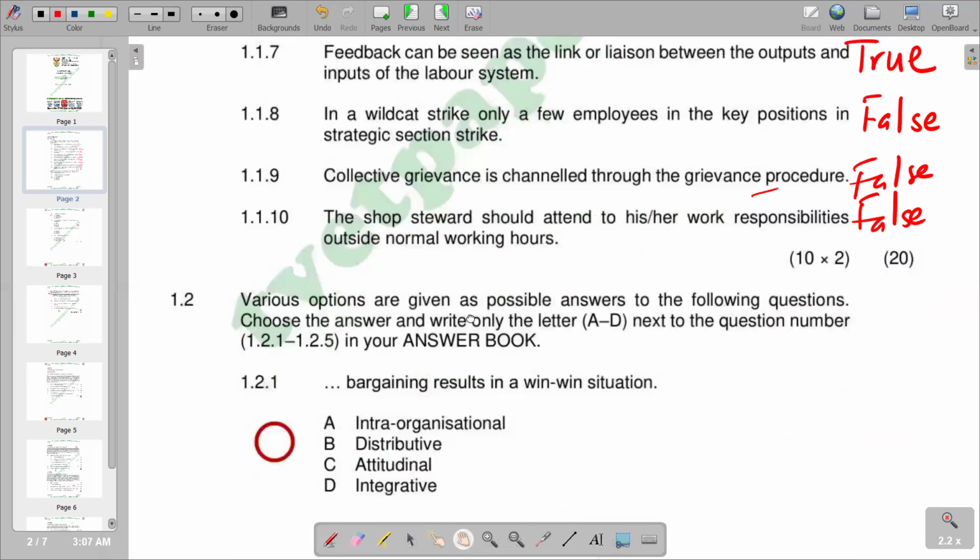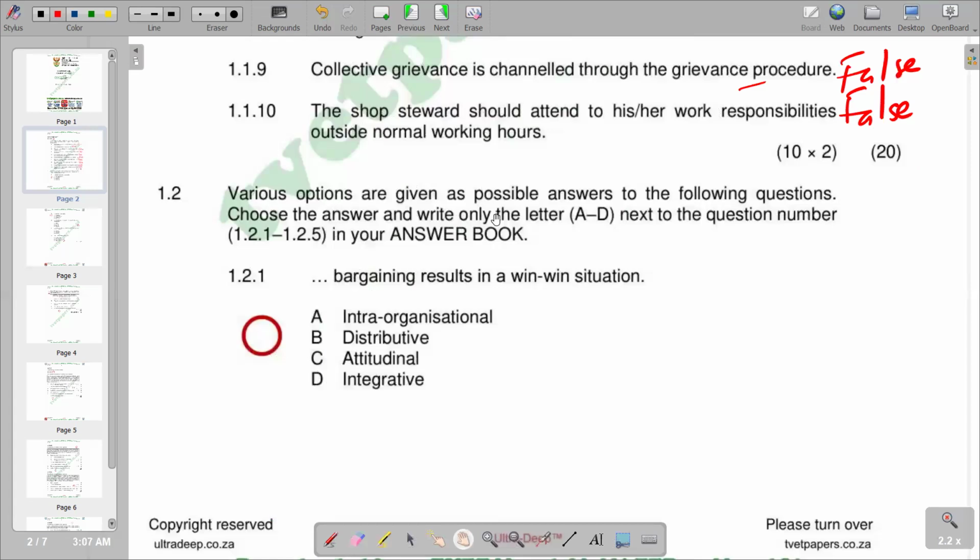So moving on to the second part, which is now 1.2, the various options are given as possible answers to the following questions. Choose the answer and write only the letter A to D next to the question number. We have questions 1 to 5. The first question says, bargaining results in a win-win situation.